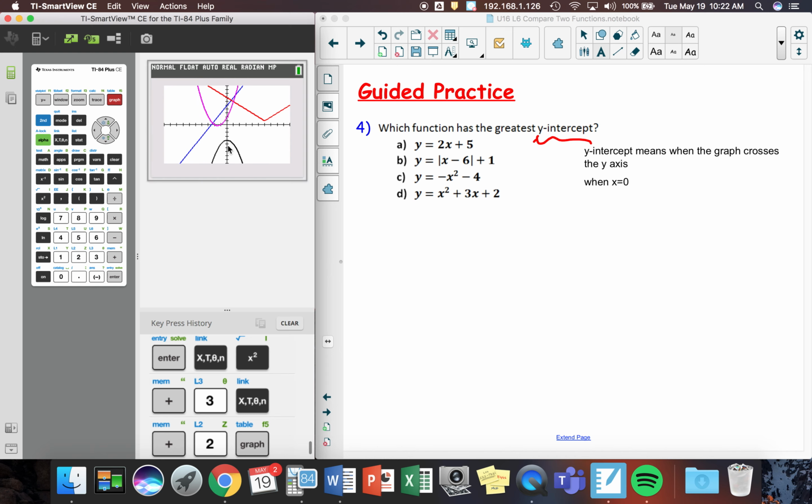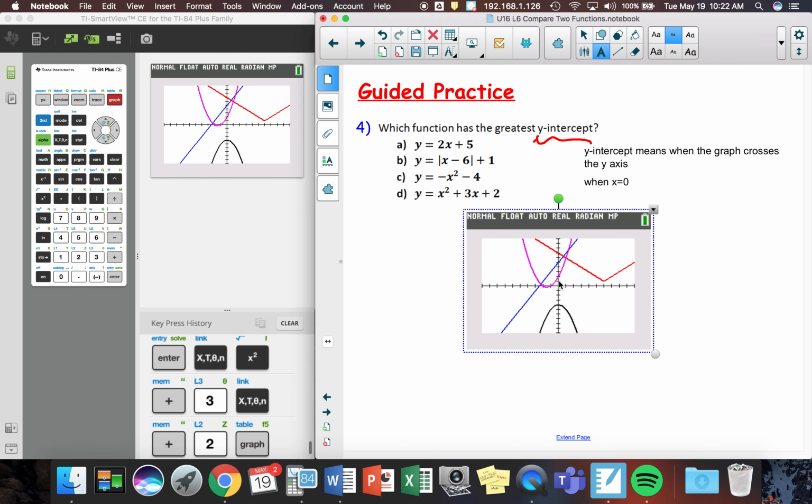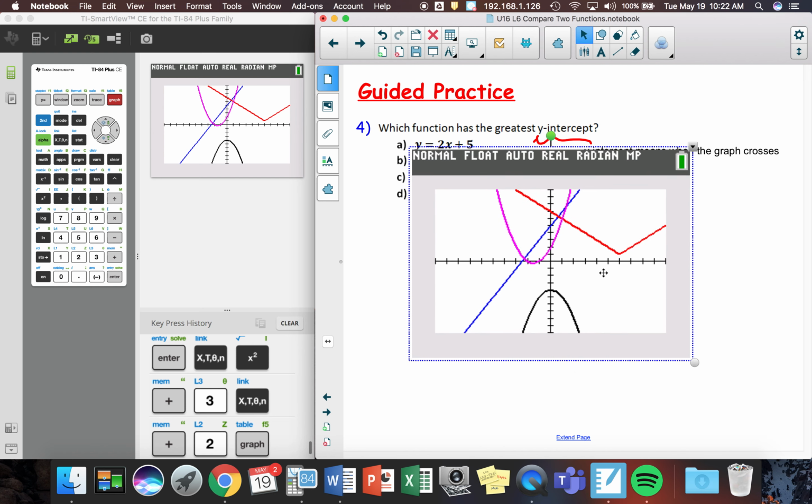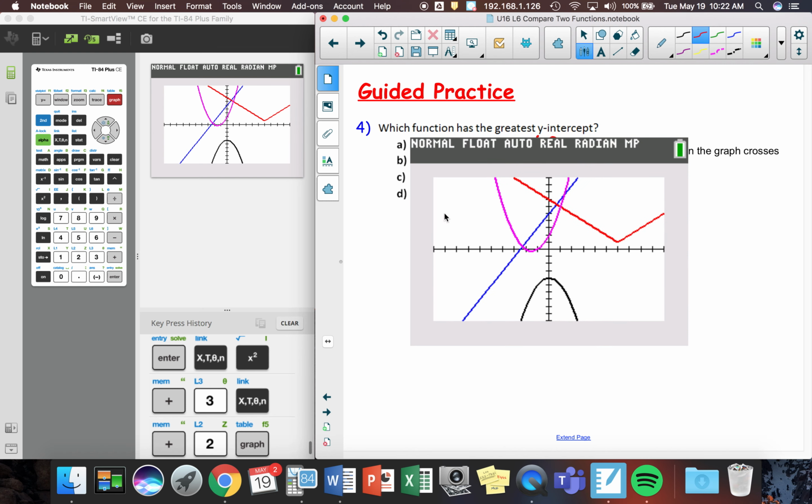And just by looking at the graph, let's see our y-intercepts. I'm going to pull this and bring it over here. So I'm going to make this bigger, and I'm going to show where my y-intercepts are. So I have one here, one here, one here, and one here. Okay? So we have a black line, the pink line, the blue line, and then the red line. We want to see which one's the biggest. And it looks like the red line is the biggest.